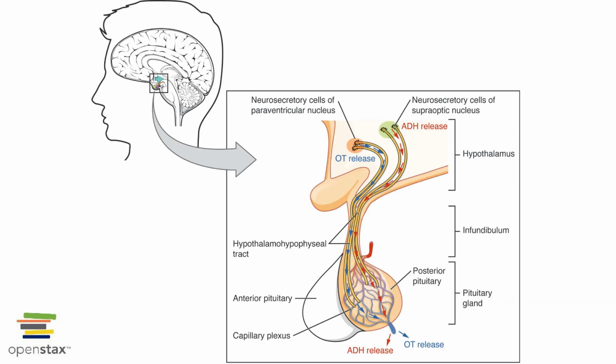The infundibulum contains the axons of neurosecretory cells located in the paraventricular nucleus and supraoptic nucleus of the hypothalamus. These neurons release hormones known as neurohormones. Oxytocin and antidiuretic hormone are examples of neurohormones that are released from the posterior pituitary gland.